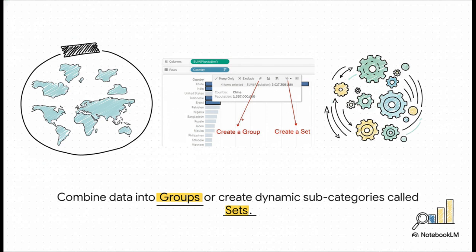A group is like putting a sticky note on a few things and giving them a name, like lumping a few countries together and calling them top markets. A set, though? A set is smart. It's dynamic. You could make a set of your top 10 customers, and as your data updates, that list will automatically change to always show you who's on top.